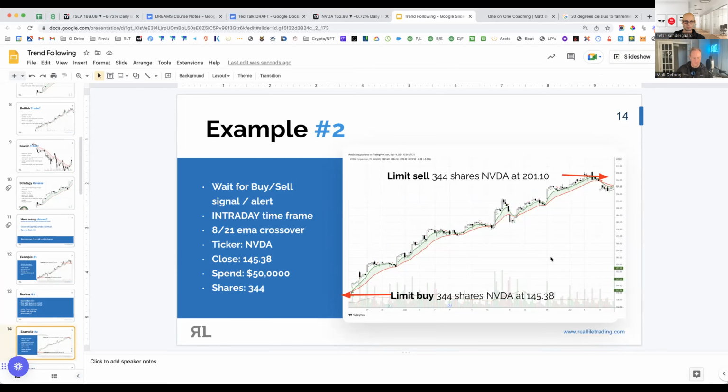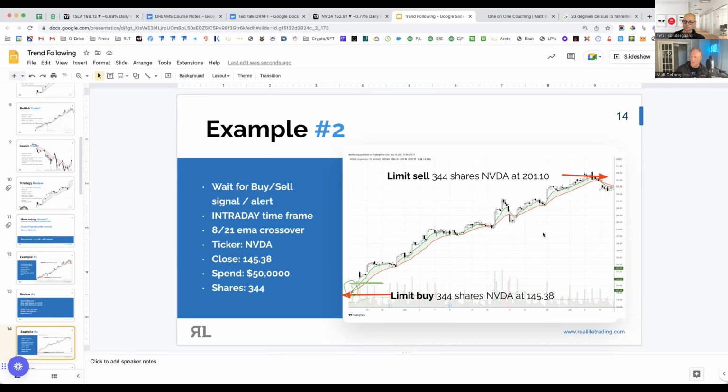145.38 is 343.9. So 343 shares, rounding up. You can round up, round down. So we're going to buy at the close of the signal candle. What does that mean? Well, you guys can see here, it's really small, but you can set a limit order right there. If price has gone above, you just have a limit order.